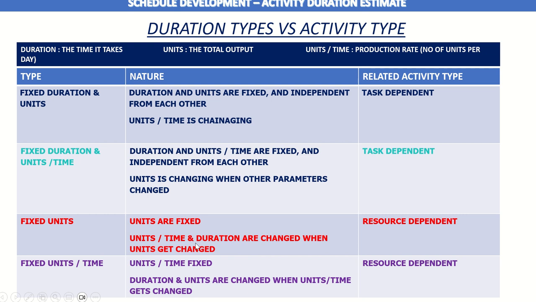The last one is fixed units per time. So units per time is fixed, the units that you are going to do on a daily, weekly or hourly basis is fixed, and the duration and the number of units will change when you change the units per time. But we don't really need to talk about these two, fixed units and fixed units per time, at this stage. We will talk about fixed duration and units almost all the time, because this is the most common duration type, and the most common activity type is task dependent, with the duration type fixed duration and units.